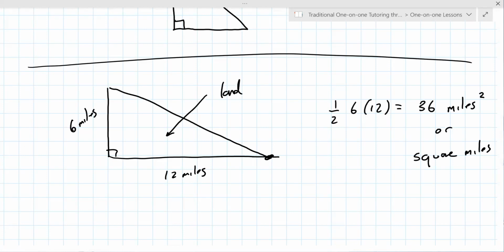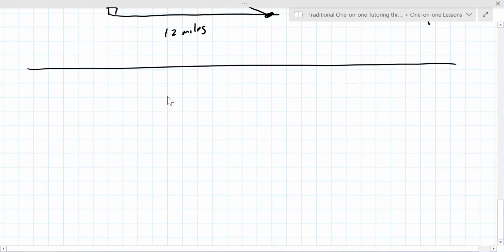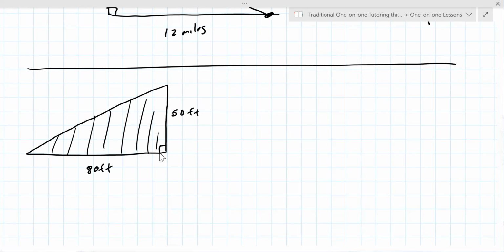Okay. All right. Got it. Now let's say we want to find, there's a telephone pole that's 50 feet tall, and there's a guide wire going down this way, and it's 80 feet over here. We want to find the area inside this triangle here.